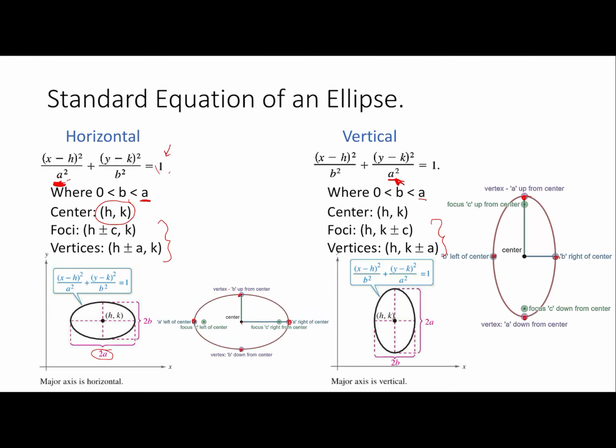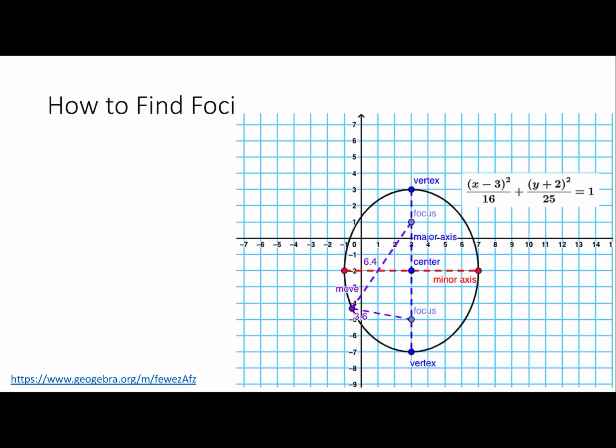If my y minus k has a larger denominator, it's vertical. And so I'm going to move up and down from that center, and I move up a, down a, 2a for my major axis, right b, left b, so 2b for my minor axis.